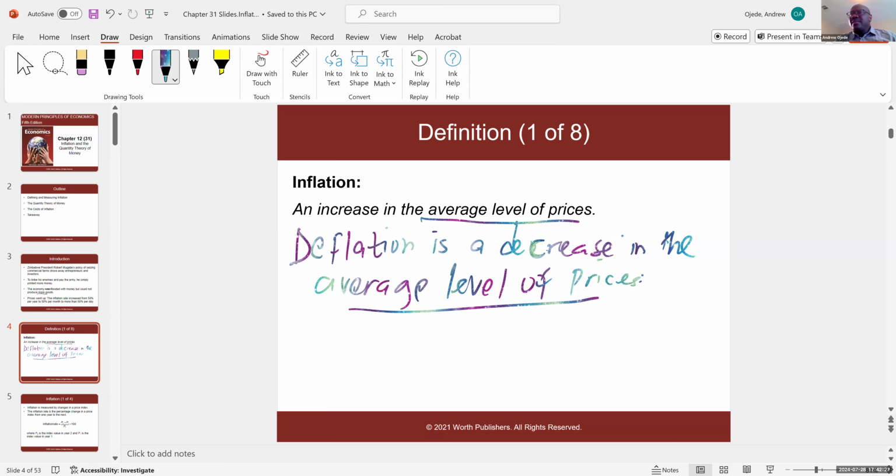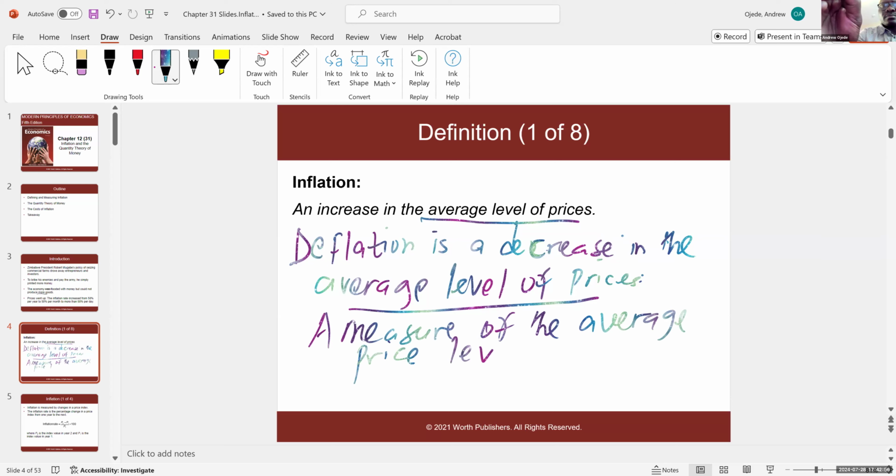And in chapter 8, one way that economists measure that price was what we call the GDP deflator. If you remember from chapter 8, which I believe is chapter 26 in this book, yes, 26, we defined a measure of the price level in the economy, a measure of the average price level or the general price level. You can call it the general price level or the average price level. It is the GDP deflator.